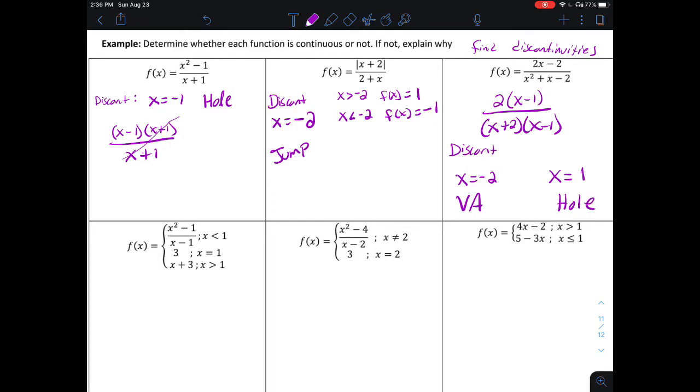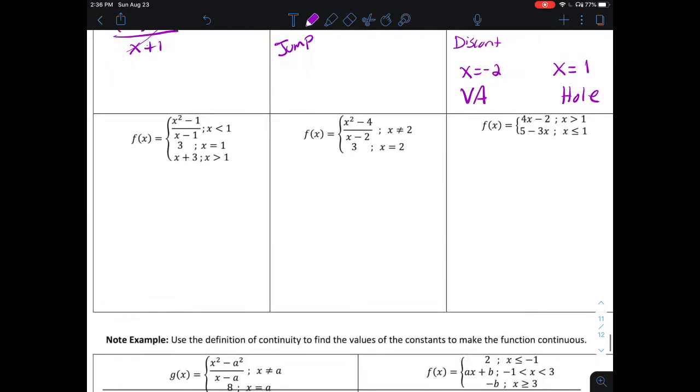The function is not continuous at these discontinuities because nowhere else in the problem do you have defined function values for these x's where the function is undefined. And also for the jumps and the vertical asymptotes, the limits don't exist, so therefore I can't be continuous.